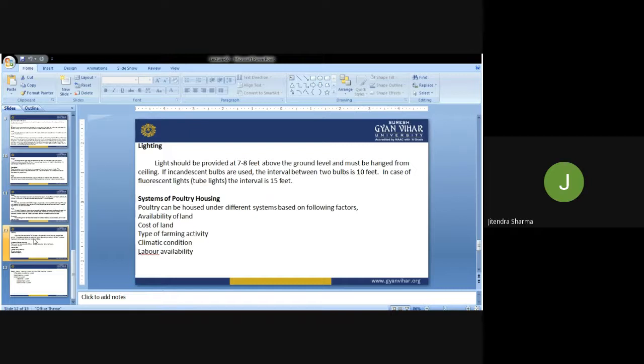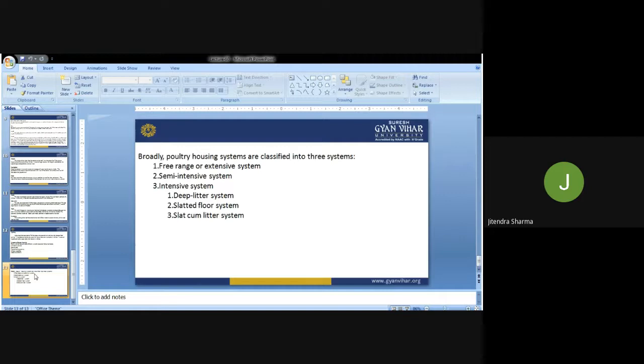Now, labor availability is one of the prime requirements before building the houses, because if labor is not available at a cheaper rate, then how will we run the poultry house in an economically viable manner? Now, looking at all these things, poultry housing systems are broadly classified into three systems.